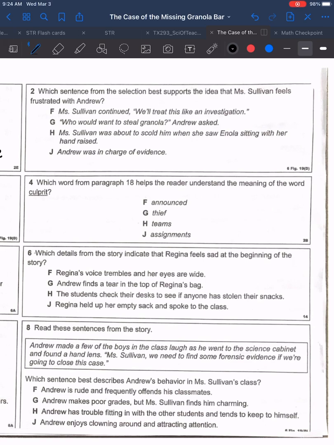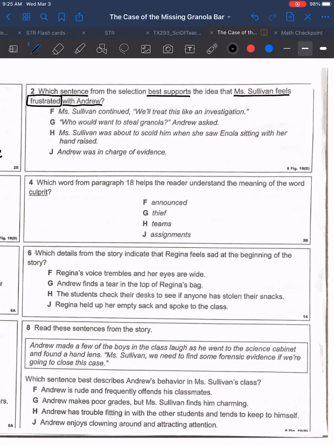Which sentence from the selection best supports the idea that Miss Sullivan feels frustrated with Andrew? So the question is asking us to find a sentence from below that best supports the idea that Miss Sullivan feels frustrated with Andrew. So as we're looking at these answer choices, we need to see what it says about Miss Sullivan and Andrew and being frustrated.